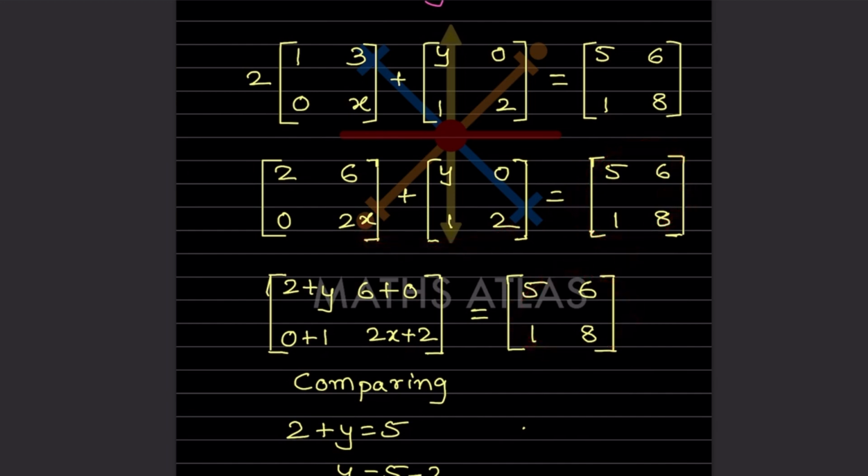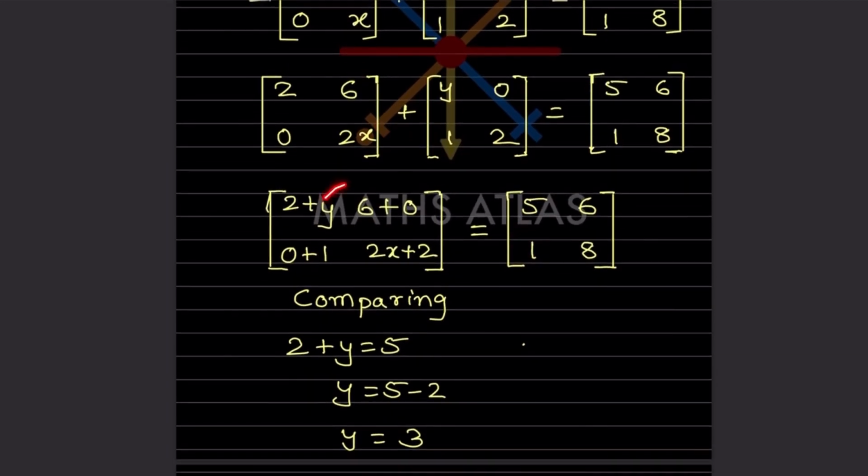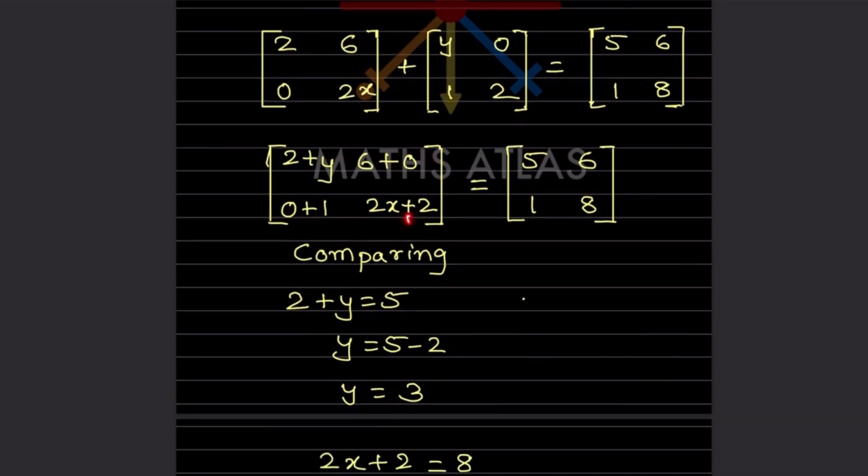Now we are going to compare it. So what are you going to write here? This is equal to this. Again, what is here? We want a value of x and y. So we are not going to look at this one. We are just going to compare this and this one. So let us see for y first.